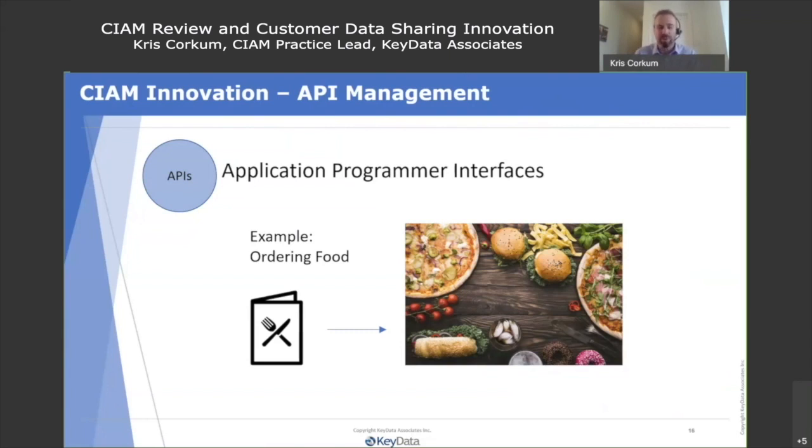So you don't need to know how the restaurant makes food. You just place your order and you get the food. Similarly, you make an API request and you get an API response.